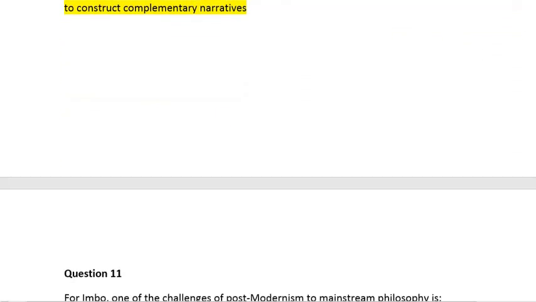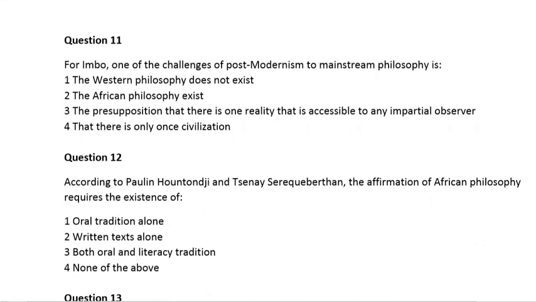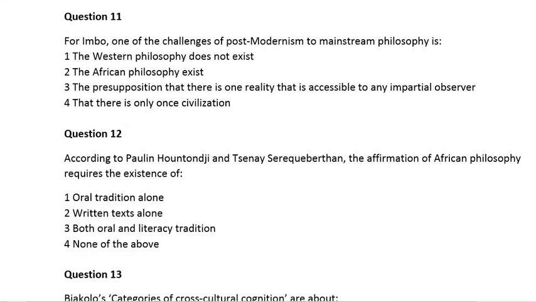Let's go to question number 11. For Imbo, one of the challenges of postmodernism to mainstream philosophy is: number 1, the Western philosophy does not exist. Number 2, the African philosophy exists. Number 3, the presupposition that there is one reality that is accessible to any impartial observer. Number 4, that there is only one civilization. So here guys, the correct answer is number 1, which is the presupposition that there is one reality that is accessible to any impartial observer.